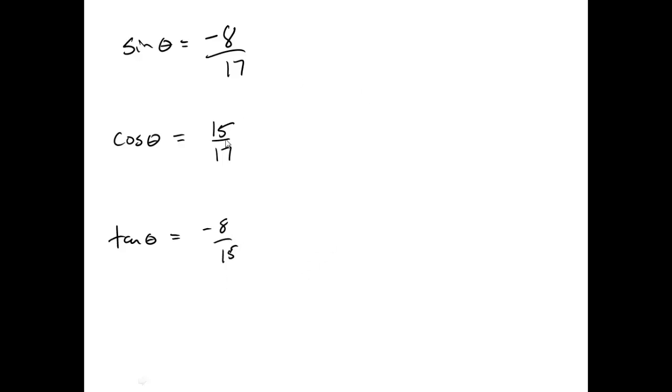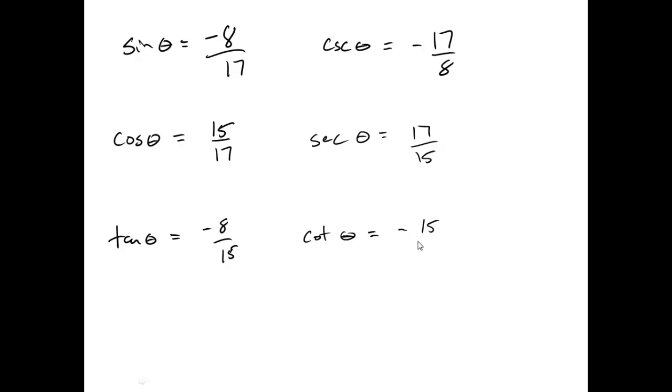Alright, once you have those, you can find the ones that go with them. So cosecant theta, remember that goes with sine, is just taking the reciprocal. So it's going to be negative 17 eighths. Secant theta, taking the reciprocal here, is 17 over 15. And notice it's still positive because we're in quadrant 4. And cotangent theta is equal to the reciprocal of tangent, so it should be negative 15 eighths.